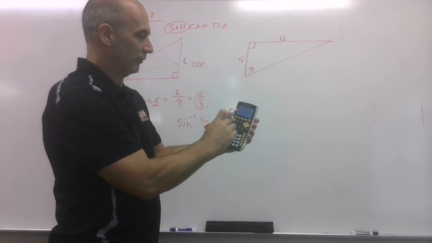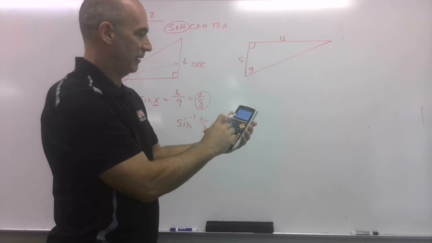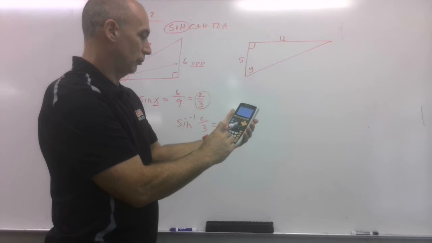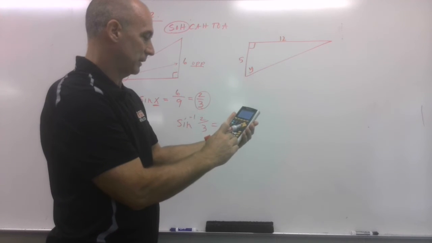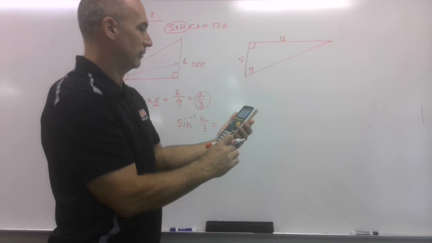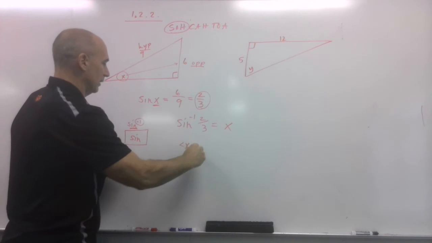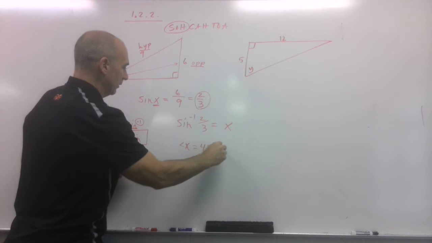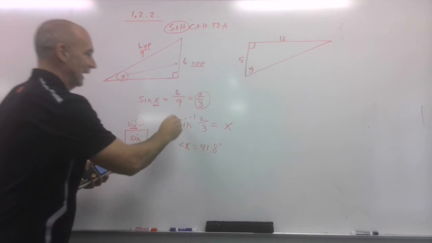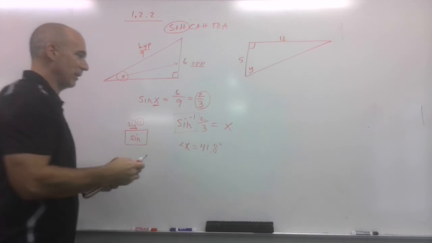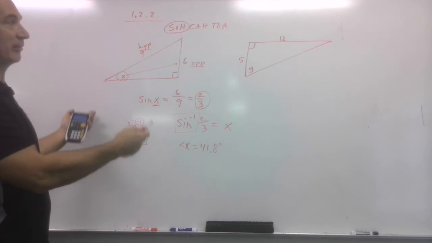So here I go, second sine, 2 divided by 3, enter. It tells me 41.8. So angle x equals 41.8 degrees. So that's a legitimate function on your calculator that helps us solve these angles.